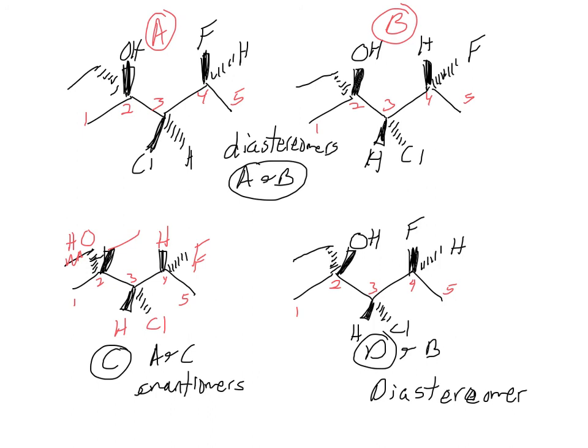So then, cherry on the top of this. C and D to each other are what? C and D are diastereomers to each other. What about C and B? What are they to each other? They're also diastereomers. And they're all diastereomers, except for, of course, A and C, which are enantiomers.